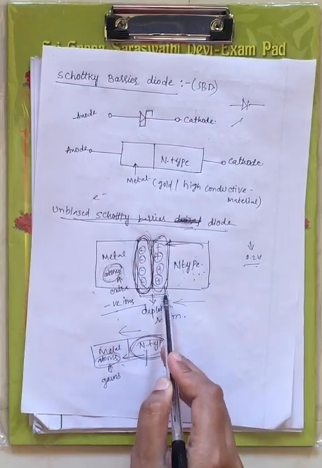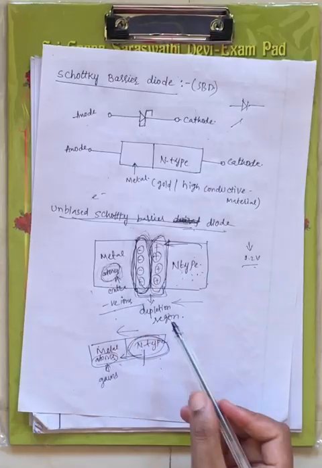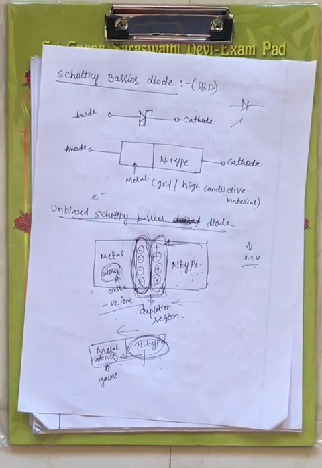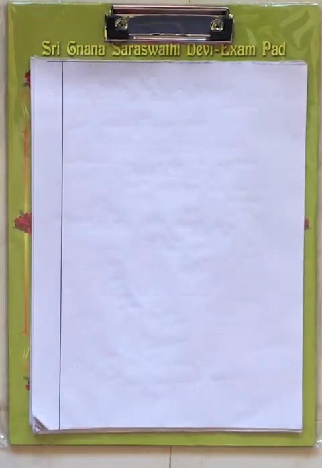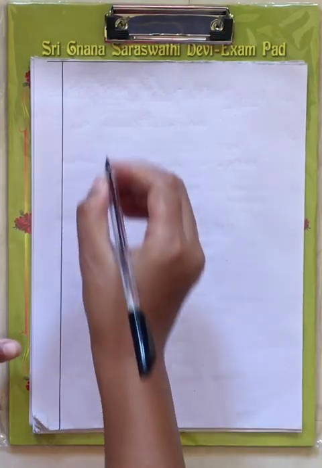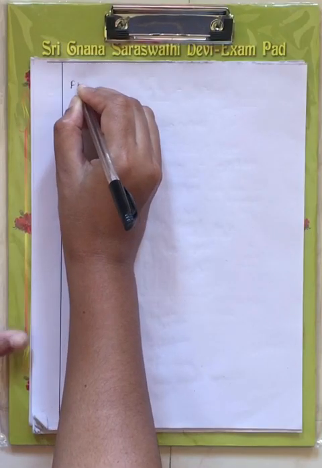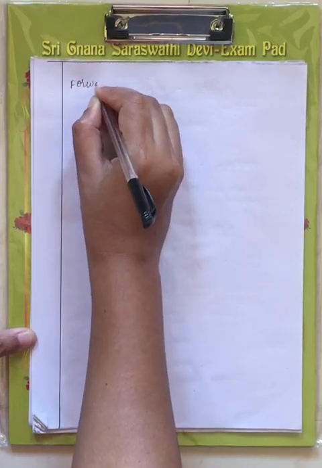That's why this depletion region is formed, and this depletion region is formed when you are combining the metal with n-type, right? Now let us see the operation of the Schottky barrier diode under forward biased condition, and another one is reverse biased condition, right? Now first let us see the forward biased Schottky barrier diode.